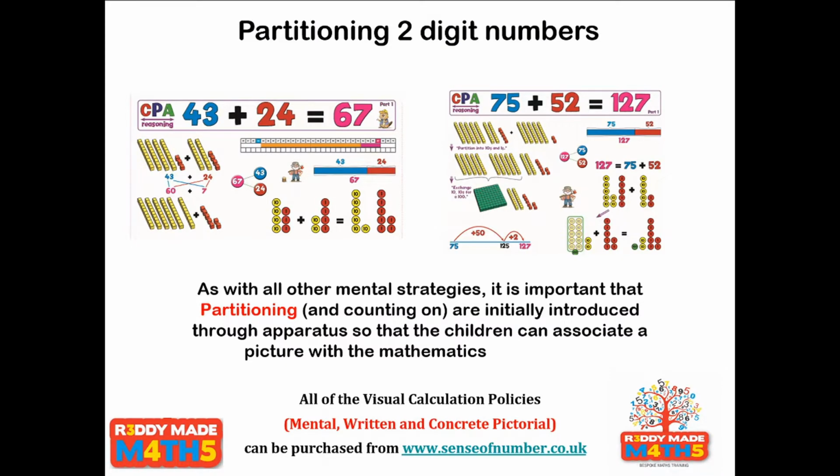Partitioning is probably the most common strategy that is taught in primary schools, and as we can see from the pictures here, it's very, very useful to start off with practical apparatus. We've seen quite a few examples that I've just demonstrated to you. There are a couple of examples here from the concrete pictorial policy showing 43 add 24 with base 10 and with place value counters. You can also see 75 add 52, again with base 10, with place value counters, and underneath actually as a counting on strategy.